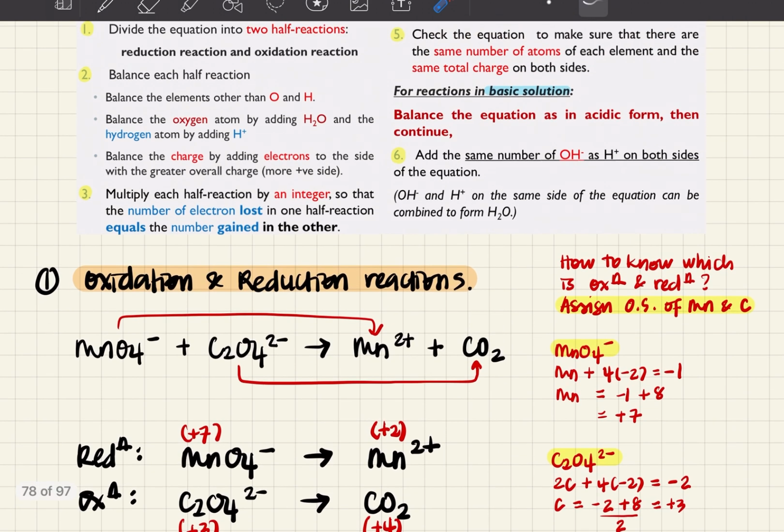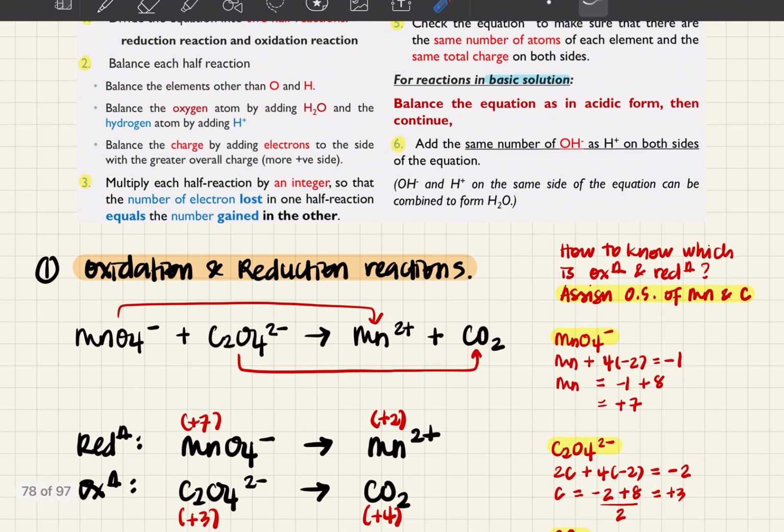The second step we need to do is to balance each of the half reactions. How are we going to balance? Dia ada sub-step, step yang lebih kecil: 1, 2, 3. The first one is to balance the elements other than oxygen and hydrogen. Who are these elements in these half reactions?